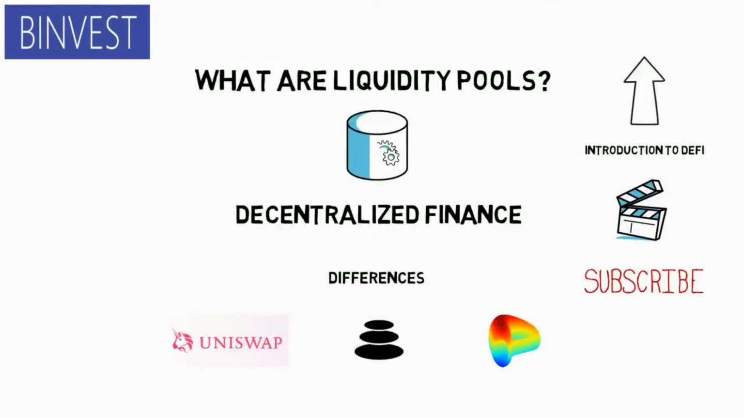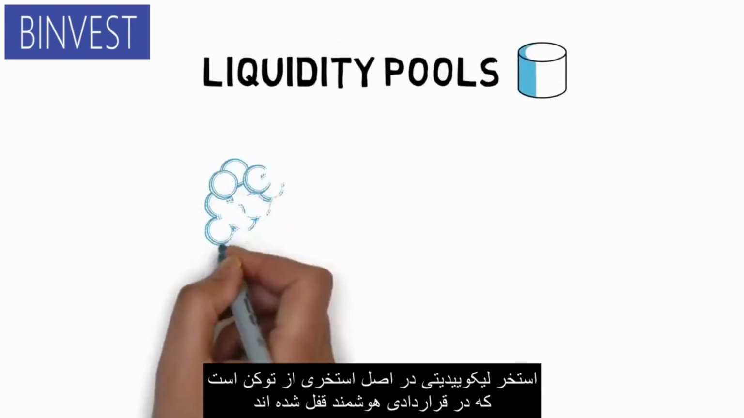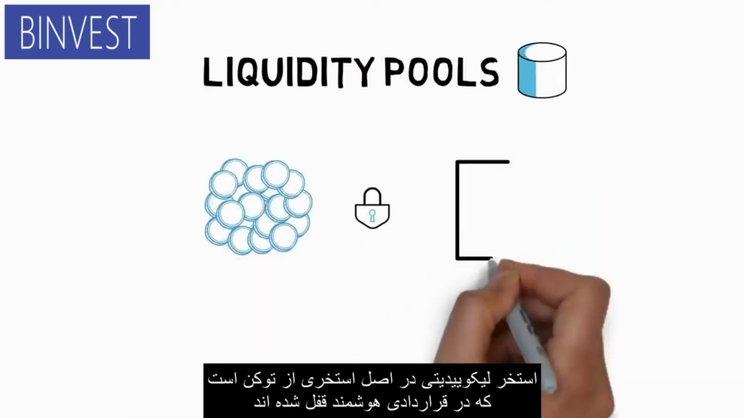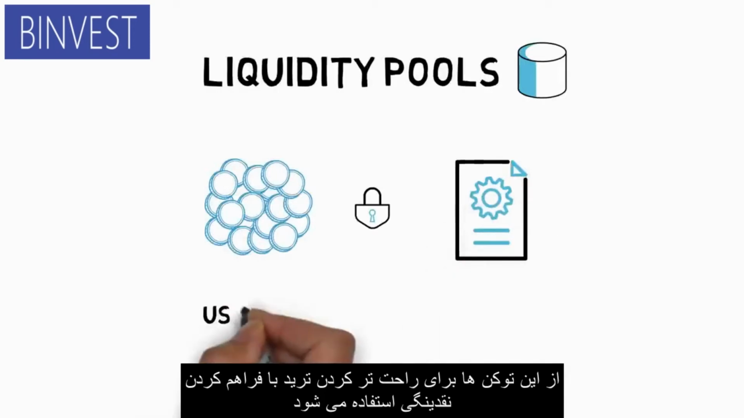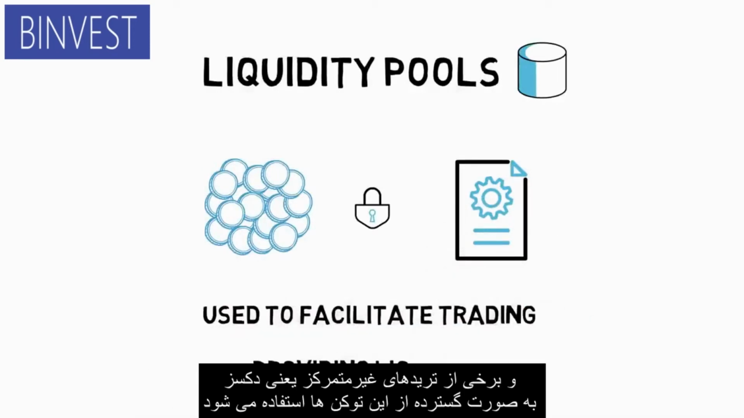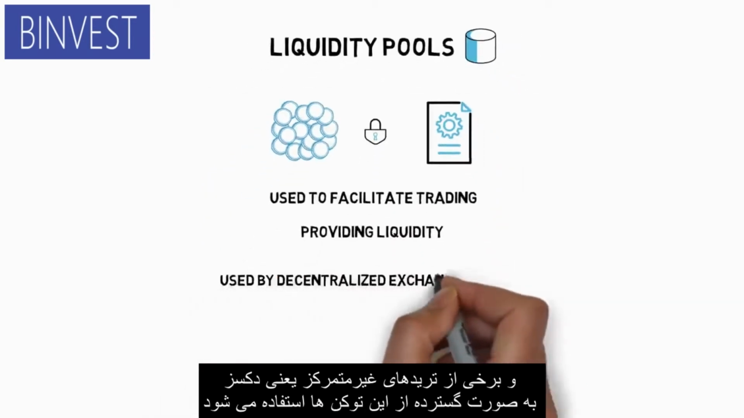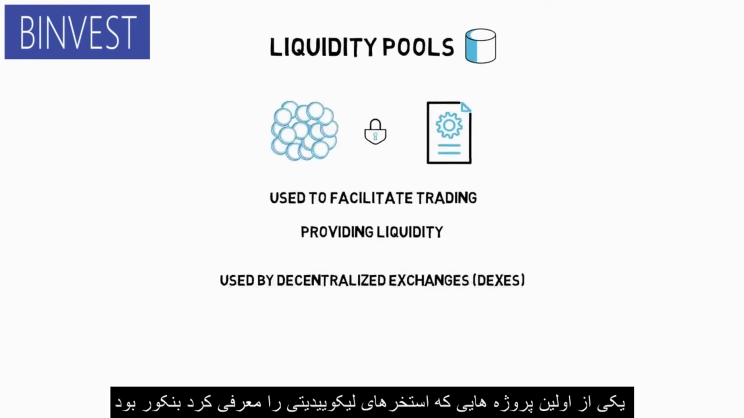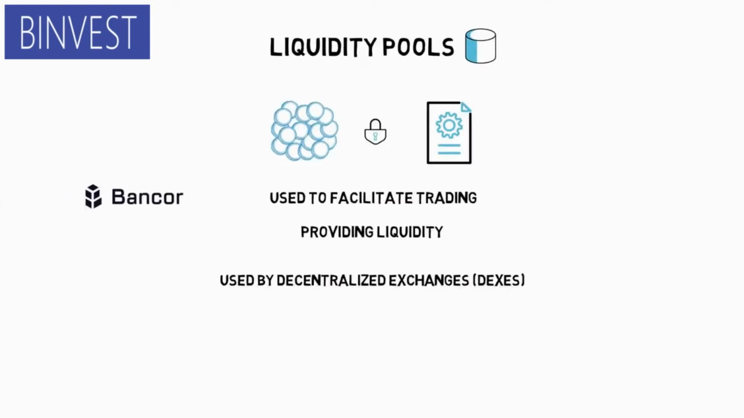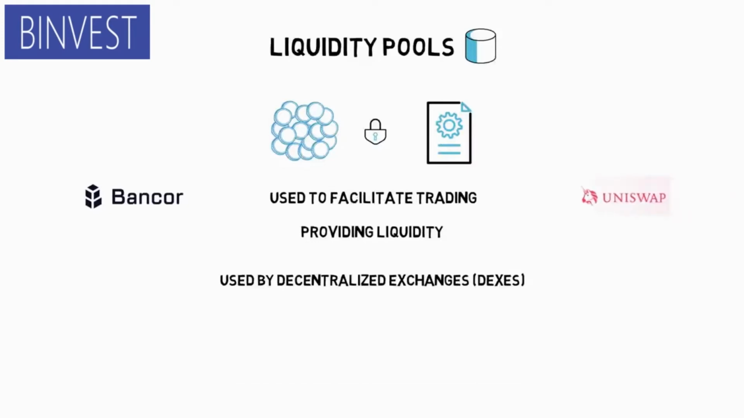Alright, so let's talk about liquidity pools. Liquidity pools, in essence, are pools of tokens that are locked in a smart contract. They are used to facilitate trading by providing liquidity and are extensively used by some of the decentralized exchanges, aka DEXs. One of the first projects that introduced liquidity pools was Bancor, but they became widely popularized by Uniswap.